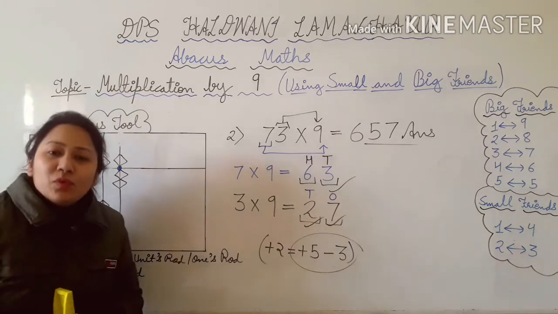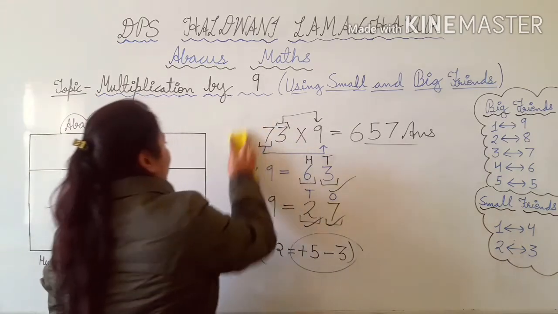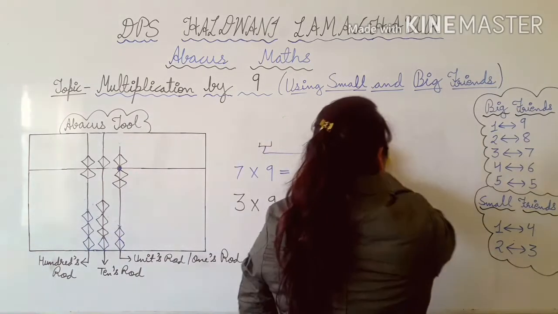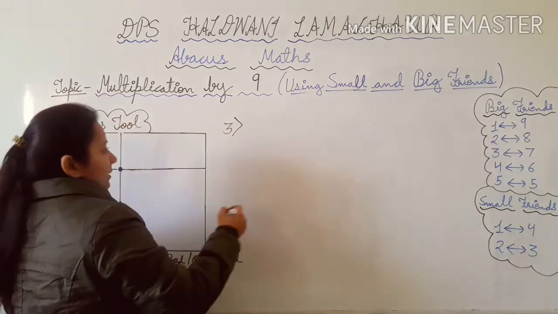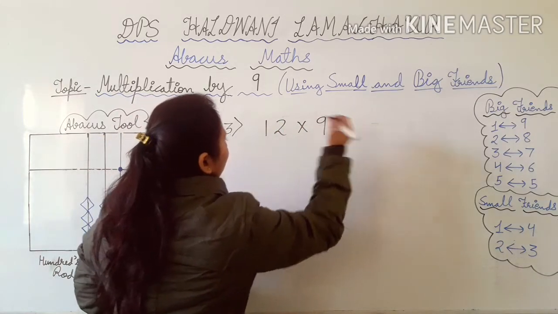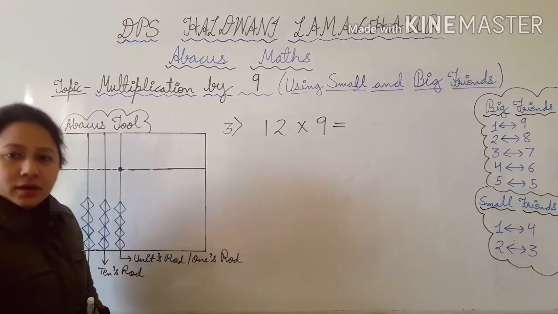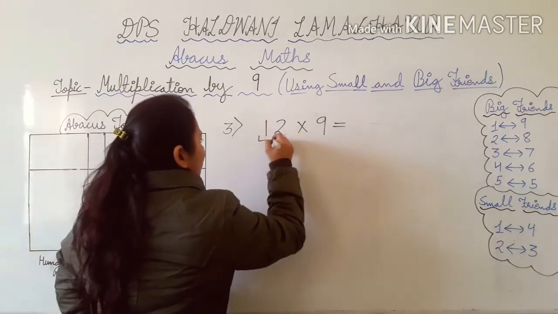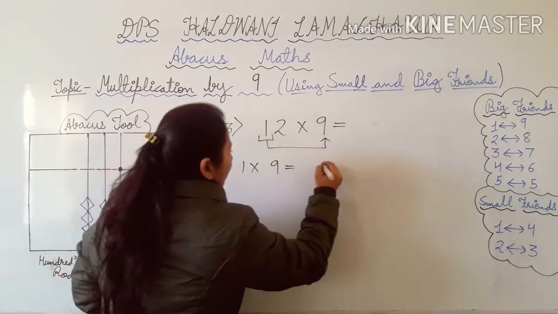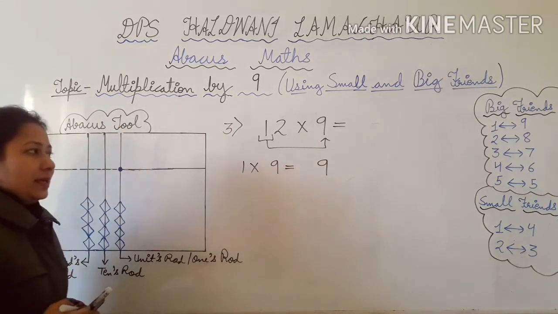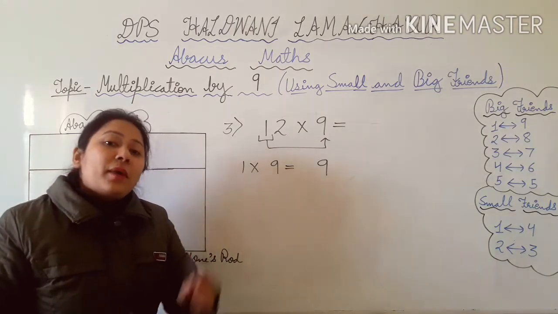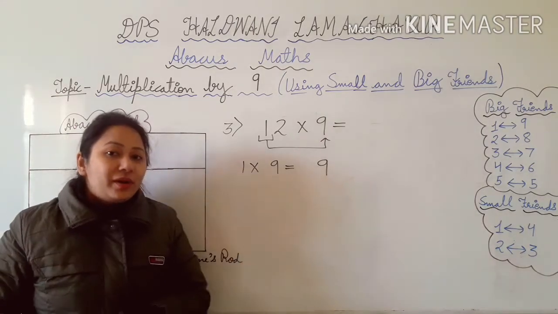Now, we will move to our third sum. Now your third sum, kids, is 12 into 9. Now, first of all, multiply the first digit with 9. Now, 1 into 9. Now, it is 9. Now, see, kids, it's a single digit number. Now, remind the zero rule.